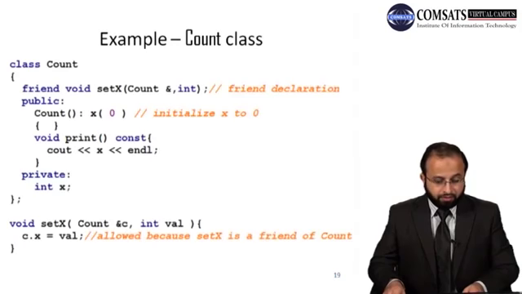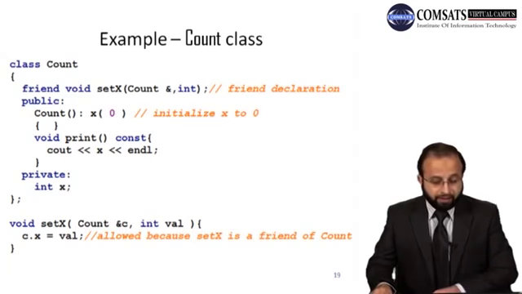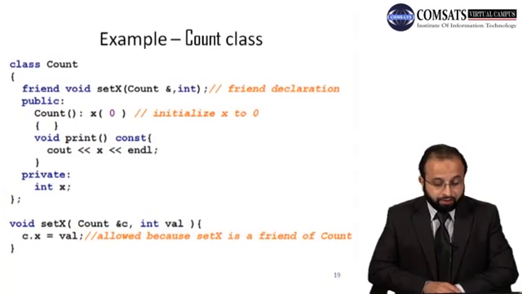In the count example, this is the count example. Now here we can see that we have a set x function, and that is the friend function of the count class. And then we have some public functions: a default constructor, then a function that prints the value of x, and we have a private data member that is x. Outside the definition of the class, in the set x function, the first parameter is a reference and the second parameter is an integer value. What we did is assign that value to the private data member of the C object, right?